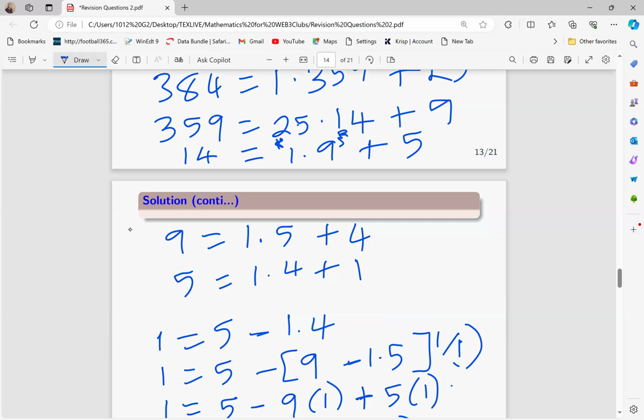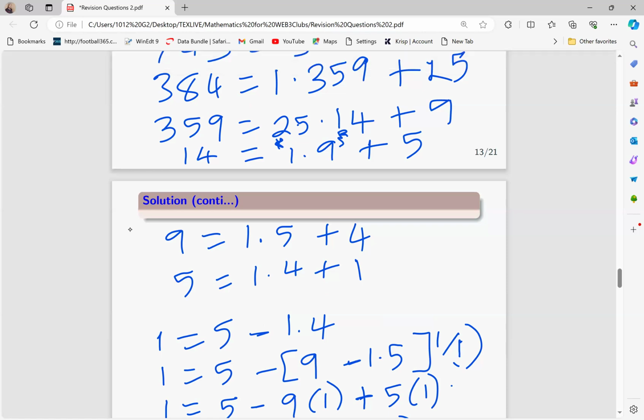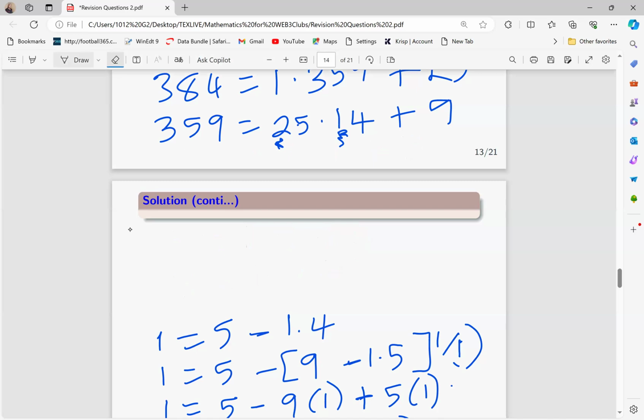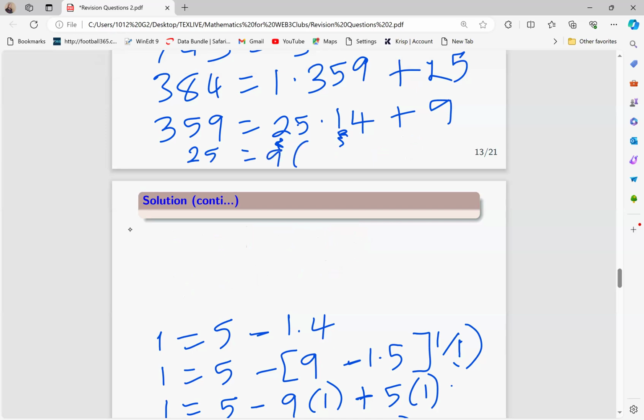But whichever way you write, follow it. Like now, what she was writing, whatever was on this side was the number of times it was going there, and then these are the divisors. Let's continue. So 25 equals 9 times 3.